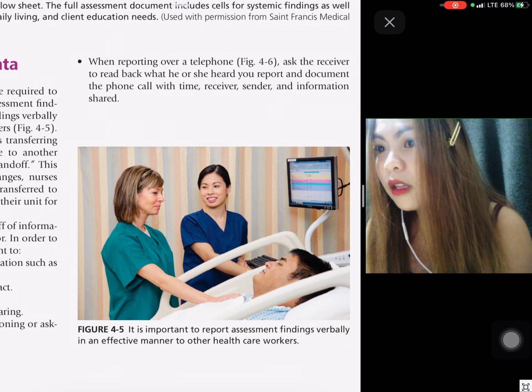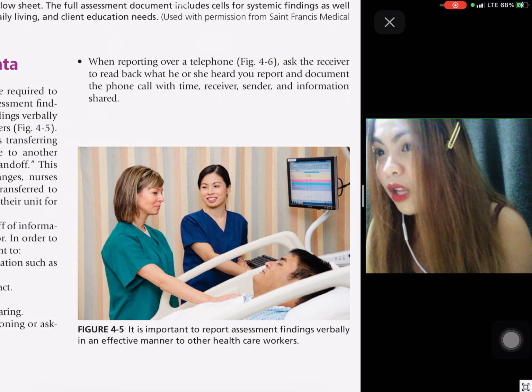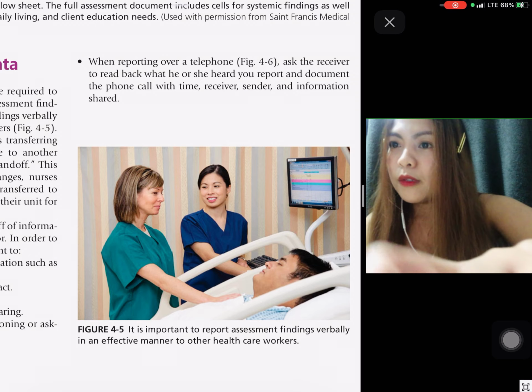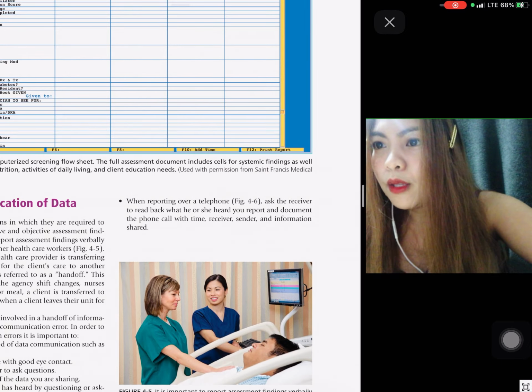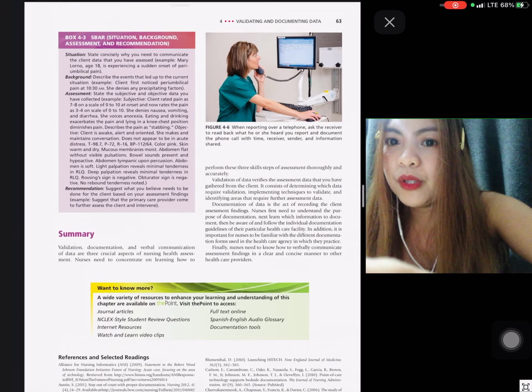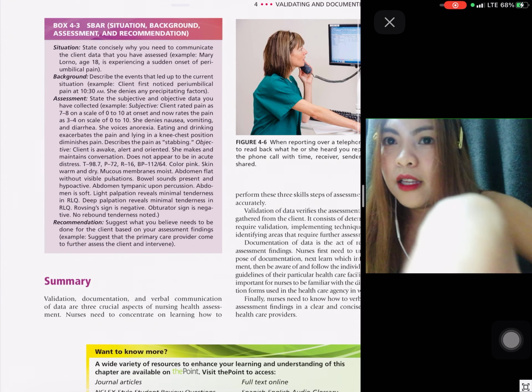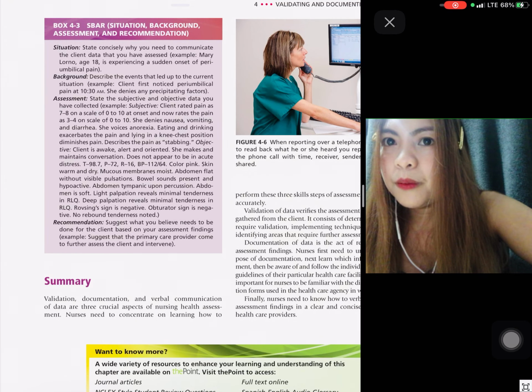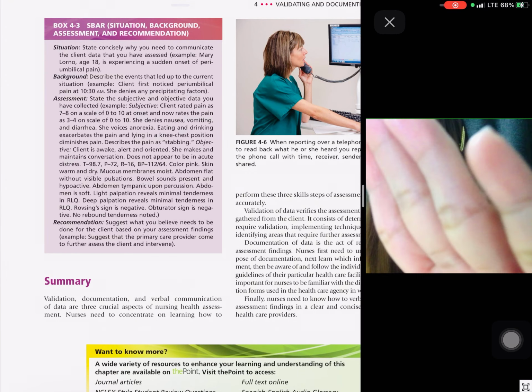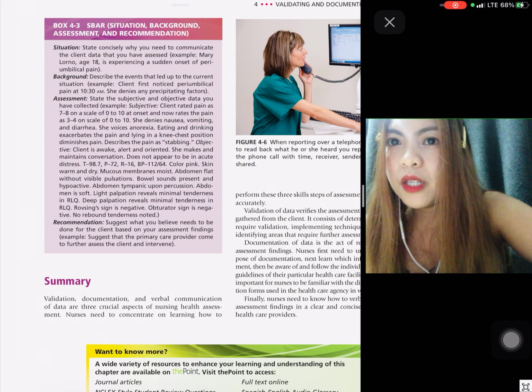So, ito yung SBAR na tinatawag. So, SBAR, this is the situation, background, assessment, and recommendation. So, for example, for the situation, you have to state concisely why you need to communicate the client data that you have assessed. For example, Mary Lorno, age 18, experiencing a sudden onset of periumbilical pain.